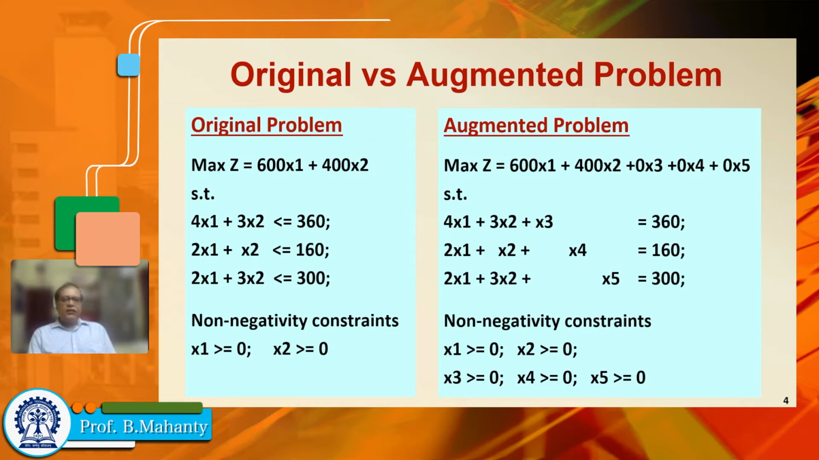In the first constraint, let us say the slack variable is x3. The second constraint x4, and the third constraint x5. So what has happened? The inequalities have turned to equalities, and we now have 3 equality constraints and 5 unknowns, and all these 5 variables are non-negative, and in the objective function they participate with different profit coefficients. X1 and X2 have real coefficients like 600 and 400, and slack variables do not have any profit coefficient, they are all zeros.